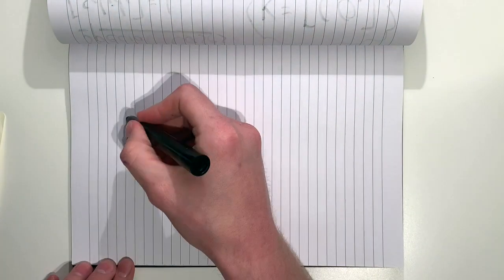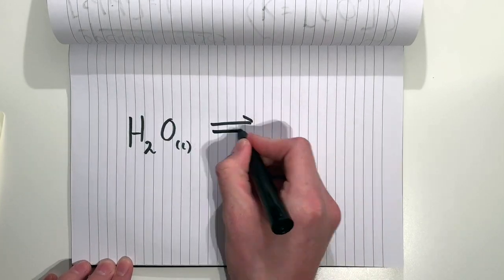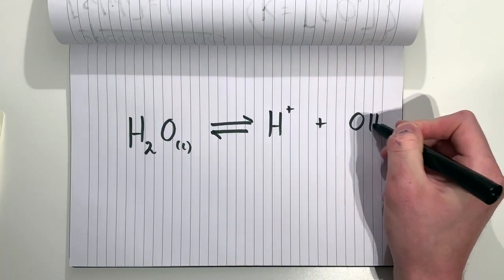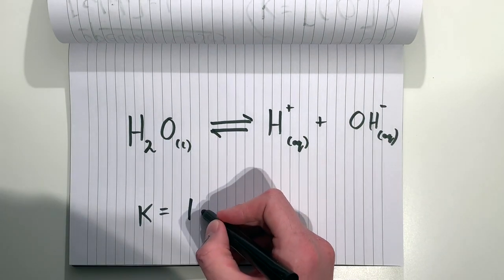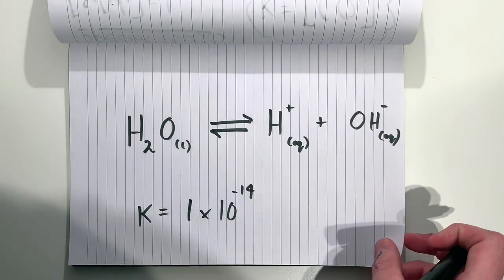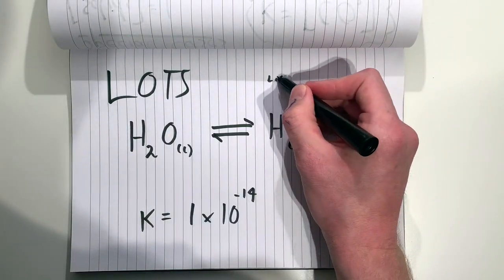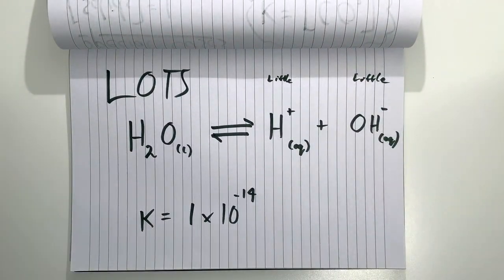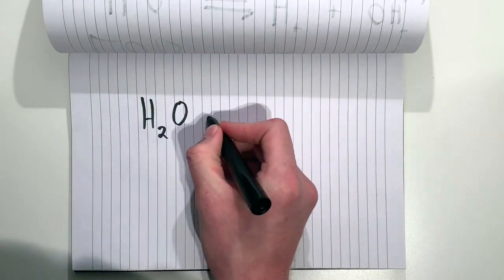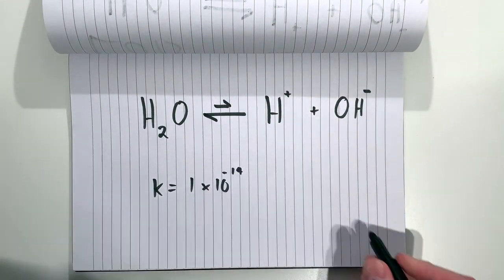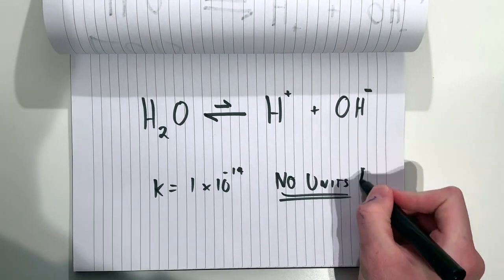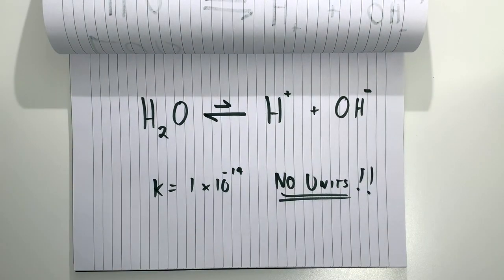You're probably familiar with a common reversible reaction, that is the dissociation of water into H+ and OH- ions. The equilibrium constant for this reaction is 1 times 10 to the negative 14, which means that we've got lots of water and relatively very few ions. Equilibriums such as this are sometimes represented with a slightly different arrow to represent where the equilibrium point lies. Equilibrium constants also do not have units. Never ever. It's just a ratio.